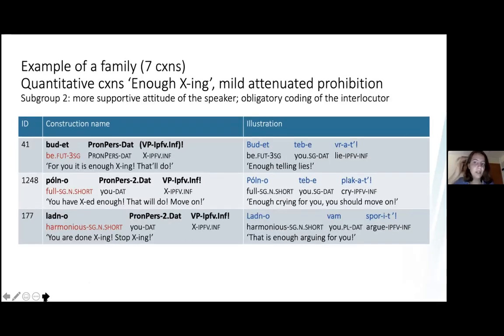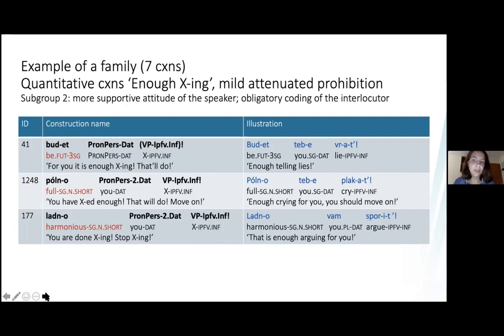By contrast, in the other subgroup of constructions that belong to the same family, the experiencer is overtly expressed, more or less obligatory. For example, будет тебе врать, enough telling lies, or полно тебе плакать, enough crying for you, you should move on, and ладно вам спорить, that is enough arguing for you. Overall, these three constructions convey more supportive attitude of the speaker towards the interlocutor, are spoken in a comforting, caring tone, and the activity that should be stopped is evaluated less negatively by the speaker.